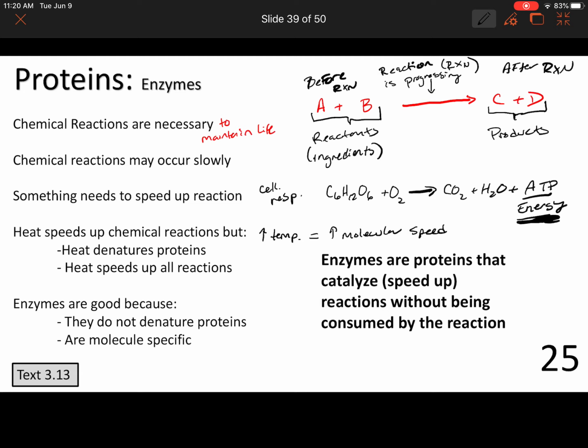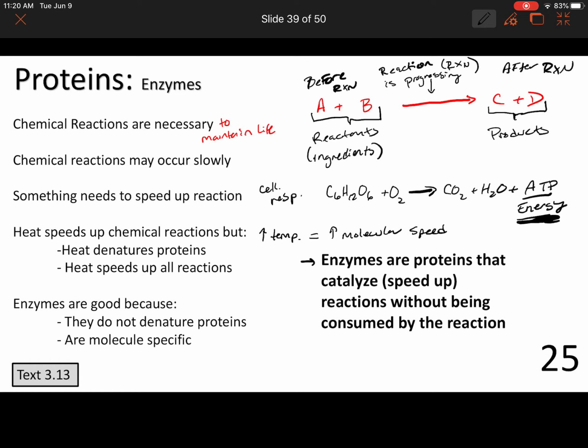If we denature proteins and make them non-functional, then that could lead to death potentially, so that's not good. Two, heat is not a specific mechanism. It's going to increase the speed of all reactions, not just the one that you want to increase, so there's no specificity. And these two reasons are why we need enzymes.